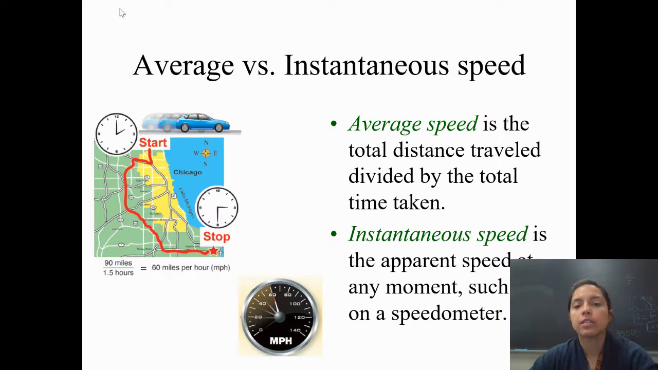So we have two different categories for speed. You can have average speed, which is the total distance traveled divided by the total time taken. And instantaneous speed is the apparent speed at any moment, such as on the speedometer, which is what you see in the car.